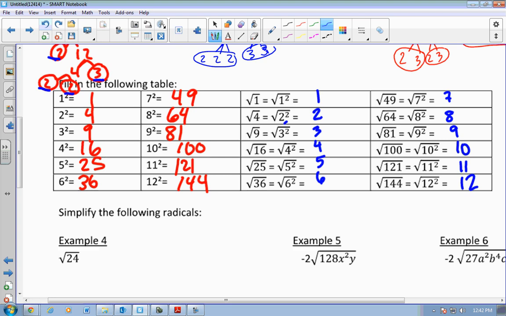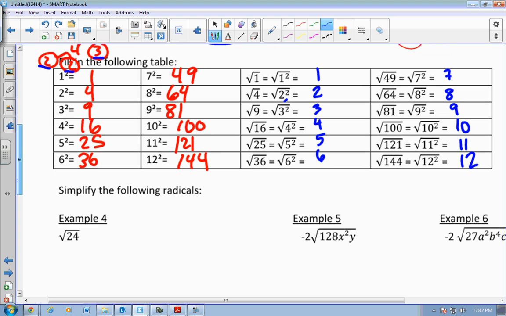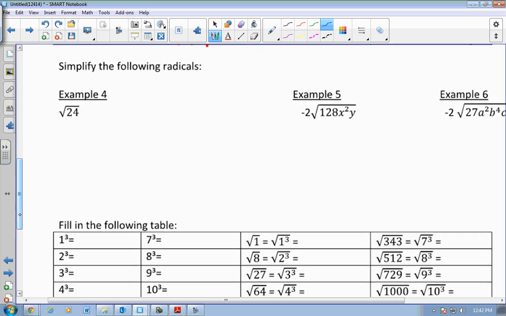Okay. Now for simplifying the following radicals. Example 4. Simplifying radical means factor tree. See what you can pull out. Make sure you know what the directions tell you. And actually, number 1, make sure you read the directions. Some people don't read directions, and then you end up doing the wrong thing. So if it says simplify, that means break it down. Find those pairs. If the index is 2, find the pairs and see what you can pull out.